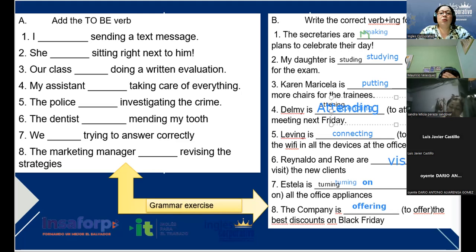Si se fijan, es un verbo de una sola sílaba. One syllable verb. And the rule says that it has to end in a vowel and a consonant, right? Pero antes de la vocal tiene que haber una consonante para que entonces sí podamos doblar, ¿ok? Entonces sería consonant, vowel, consonant, all right? Vowel, consonant, I'm sorry, consonant, vowel, consonant.